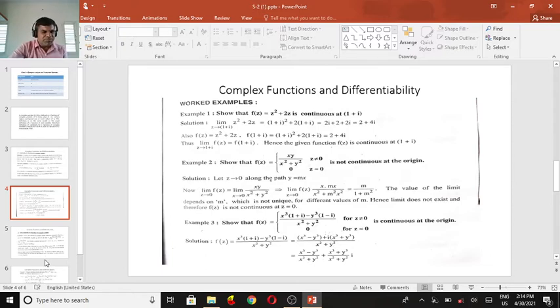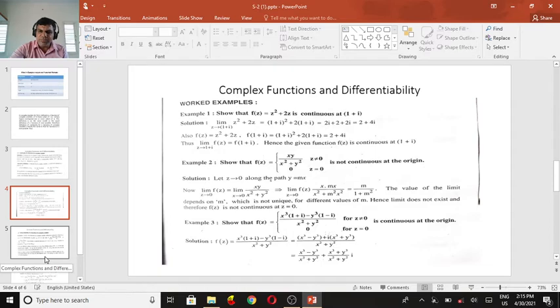We take a second example. f of z equals xy divided by x square plus y square for z not equal to 0, and 0 for z equal to 0. Show that it is not continuous at the origin. Suppose z tends to 0 along the path y equal to mx. Now the limit as z tends to 0 of f of z equals the limit of xy divided by x square plus y square. Replacing y by mx, we get x into mx divided by x square plus m square x square. The x square cancels in both numerator and denominator, and we get m divided by 1 plus m square.